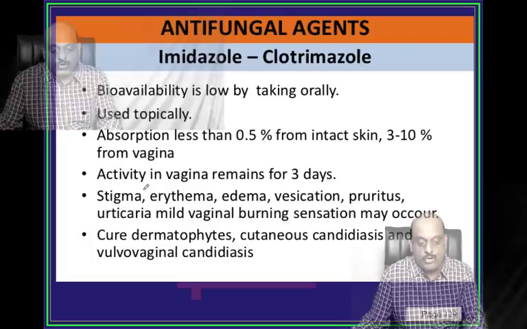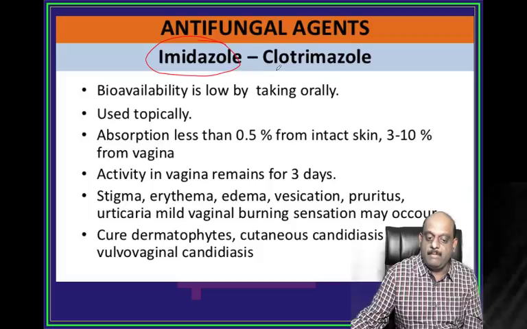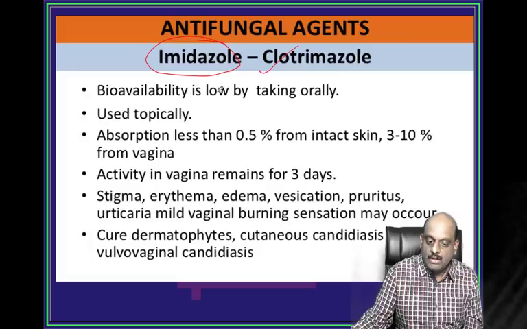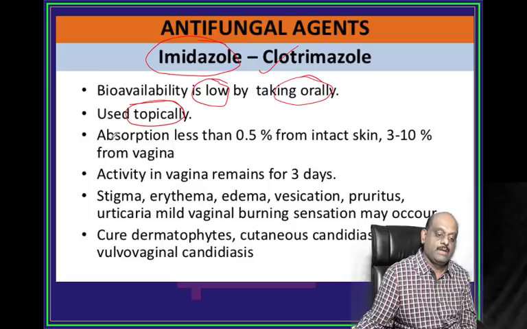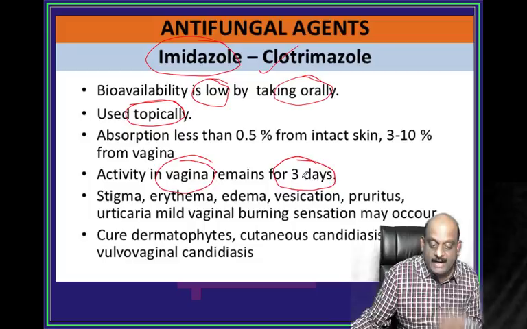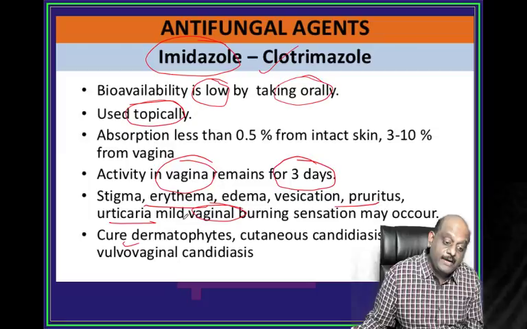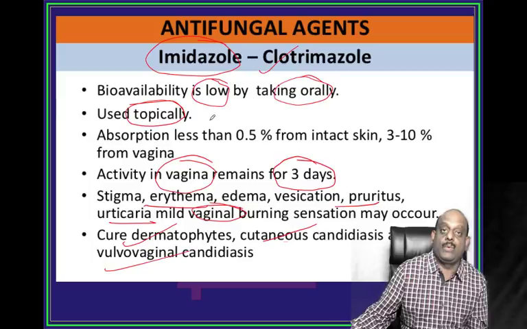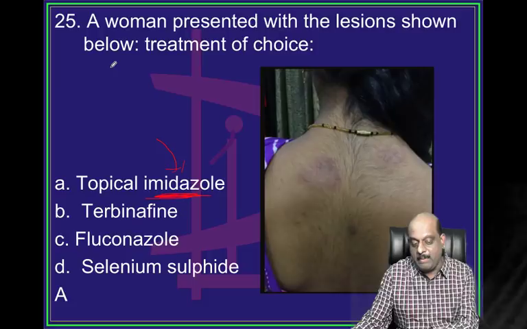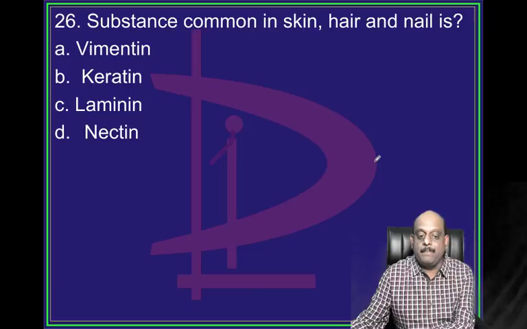Now, if you look at the imidazole, clotrimazole is an example of it. The bioavailability is low when you take it orally, hence it is used topically. The activity in the vagina remains for 3 days. It leads to erythema, pruritus, urticaria, and mild vaginal burning sensation when used. So where do we use it? Dermatophytes, cutaneous candidiasis and vulvovaginal candidiasis also. You use the topical imidazole is what you need to remember. So here it is a ringworm infection, and topical imidazole is something that you can use.